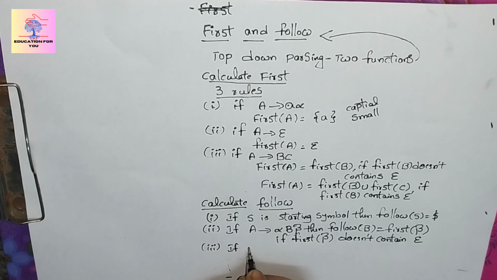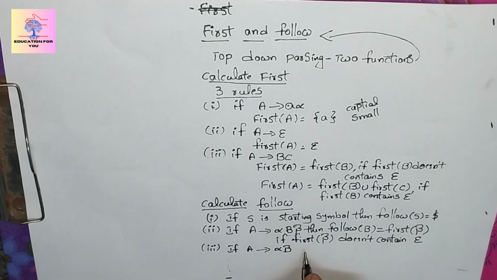Next, the third rule: if A produces alpha B, then for which non-terminal do we have to calculate follow? B, because B is on the right hand side.